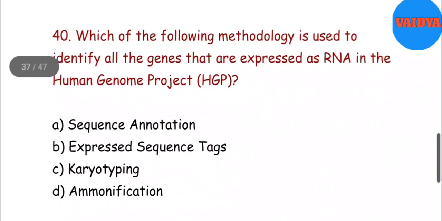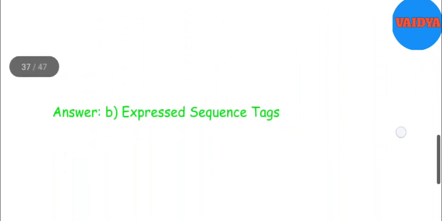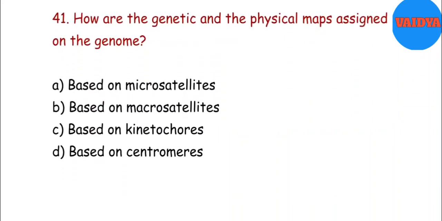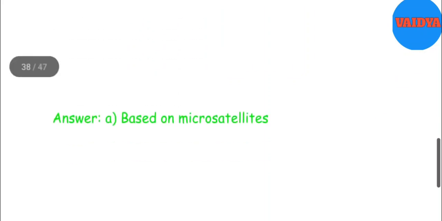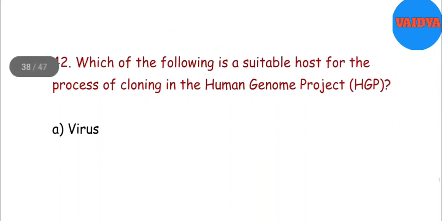40. Which of the following methodology is used to identify all the genes that are expressed as RNA in the Human Genome Project (HGP)? A. Sequence annotation. B. Expressed sequence tags. C. Karyotyping. D. Ammonification. Answer. B. Expressed sequence tags. 41. How are the genetic and the physical maps assigned on the genome? A. Based on microsatellites. B. Based on macrosatellites. C. Based on kinetochores. D. Based on centromeres. Answer. A. Based on microsatellites.